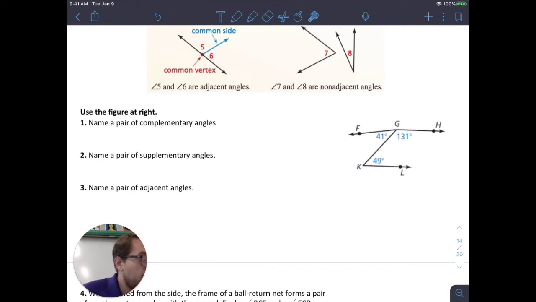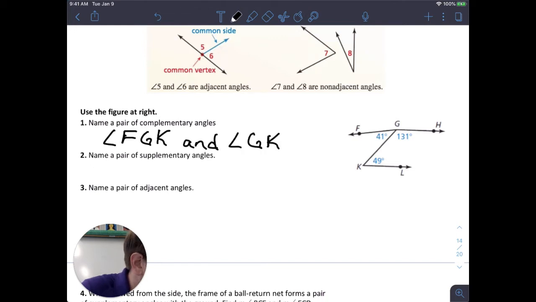And we can see here that angle FGK and GKL are 41 and 49, and if we add those together, those would be 90 degrees. And so these two angles, okay, their measurements add up to 90 degrees, and so we would say they're complementary to each other. So we have angle FGK and angle GKL. Those are two complementary angles right here and right here.